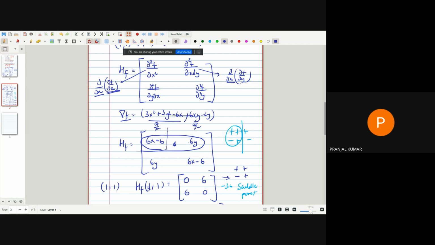Then this is dou square f by dou x, dou y. To get the second row, you have to partially differentiate the individual terms of it with respect to y. If you do it, you will get 6y and 6x minus 6. So this is how you get your Hessian matrix.